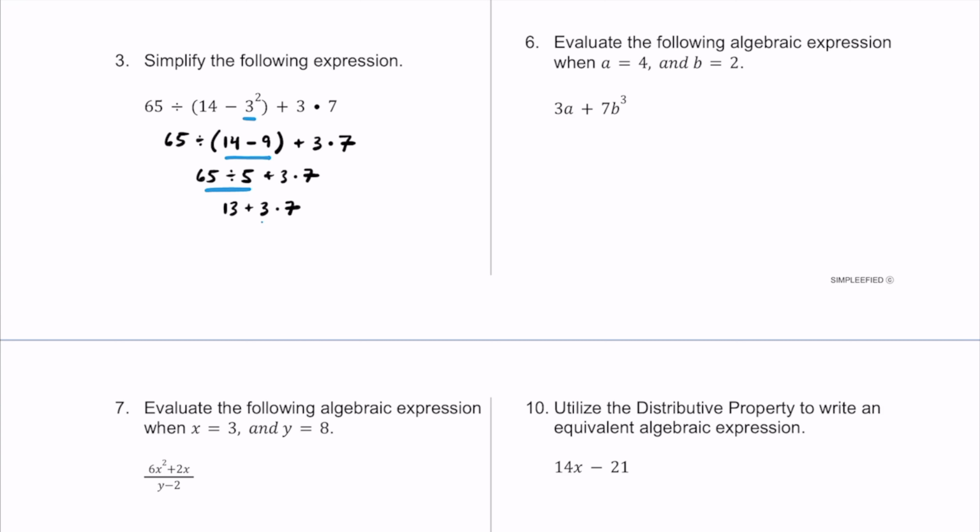Between addition and multiplication, multiplication goes first. So 3 times 7 is 21. So we have 13 plus 21. 13 plus 21, that's going to equal 34. So that's going to be this expression simplified.